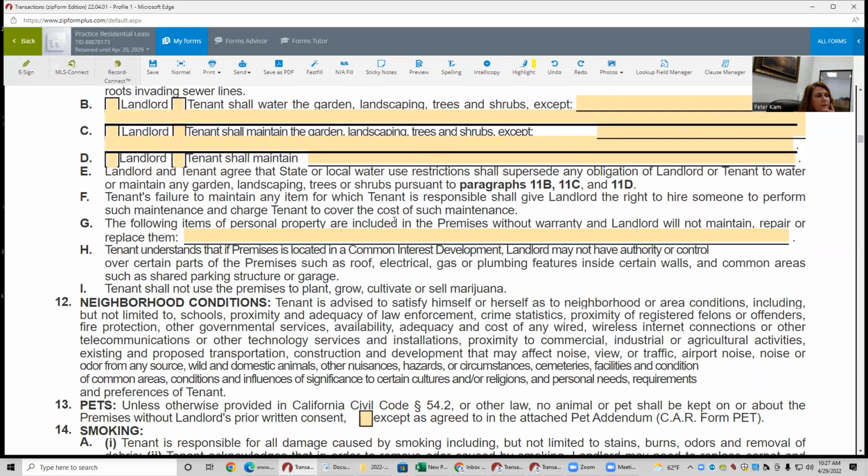Okay, so here they have two boxes here you can check and with any exceptions. But here, landlord and tenant shall maintain. So what could go here?